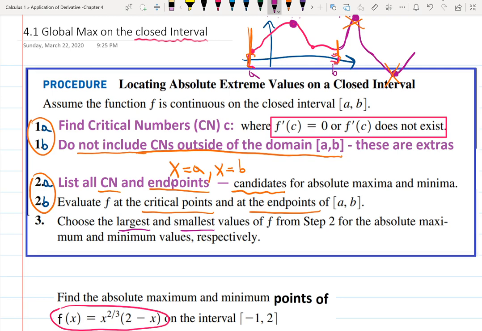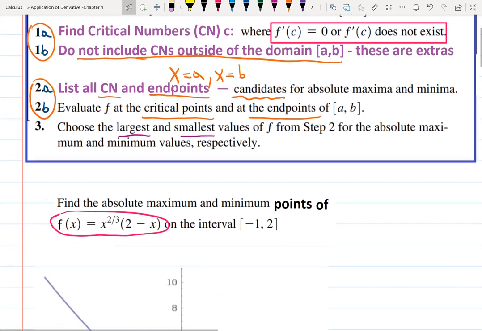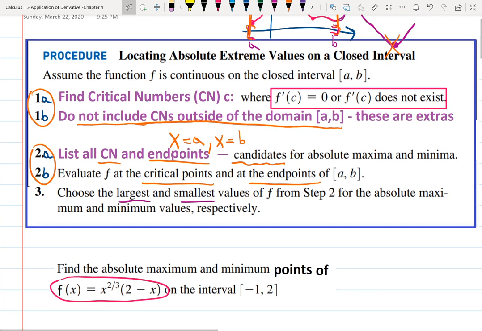So let's proceed to do that on the example over here. Example number 1, I will do a, let's do 1. Find the absolute maximum and minimum points of. I changed the values to points because points means we will require you to find both x and y.